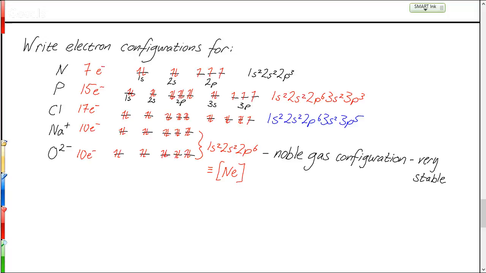And then when we do other atoms that aren't exactly noble gas configuration, we can still use the nearest noble gas to write that. So like phosphorus and chlorine above, this is the same as saying, okay, we're going to start with neon and then count from there. So we start with neon, which is 1s2, 2s2, 2p6, and then add the 3s2 and the 3p3.